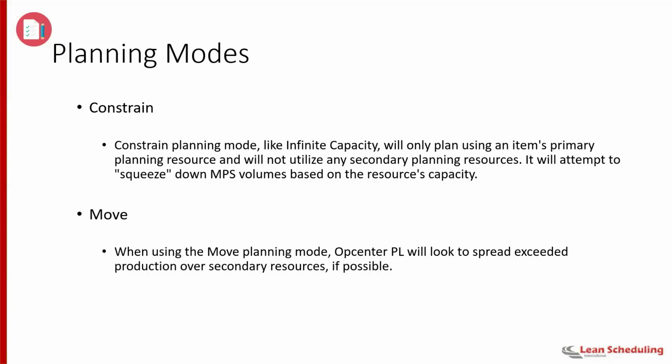This slide shows how each rule works. Be mindful that the Move rule will test multiple resources, while Constraint will test only the primary resource, and allow backwards planning when items are not set to make to stock. Now, let's watch how it works behind the scenes.